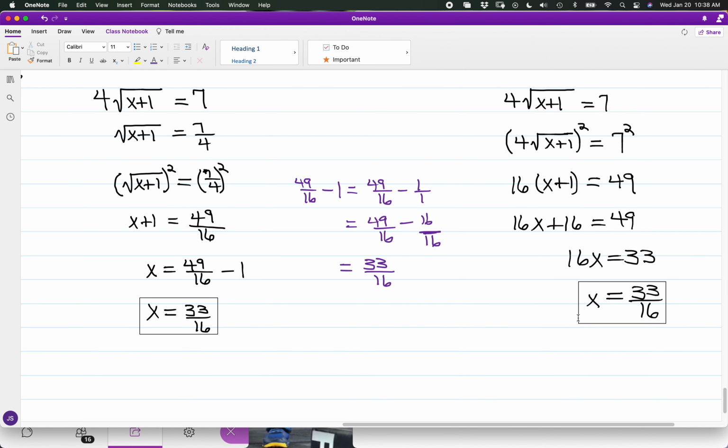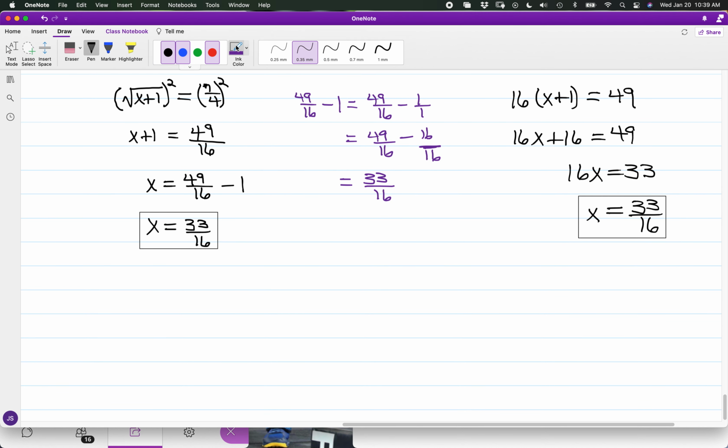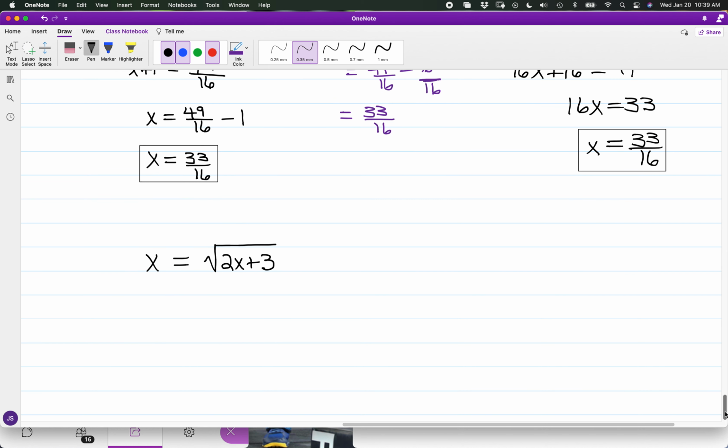Now let's say we have a situation where x appears twice, and we'll say that x is equal to the square root of 2x plus 3. So you're looking at determining the value or values of x. So x is equal to the square root of 2x plus 3. And so what I can do is square both sides.